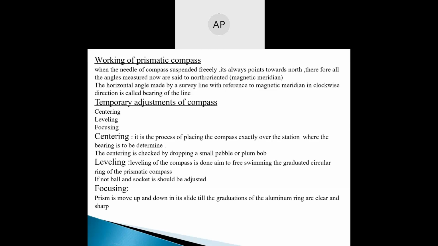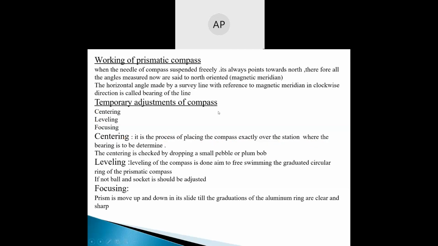And there are some temporary adjustments. Number one, centering, leveling, and focusing. Centering means it is the process of placing the compass exactly over the station where the bearing is to be determined.